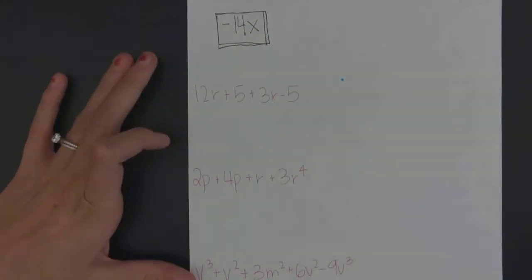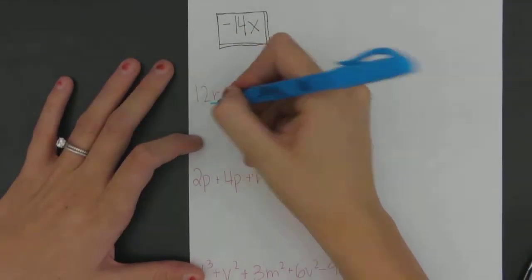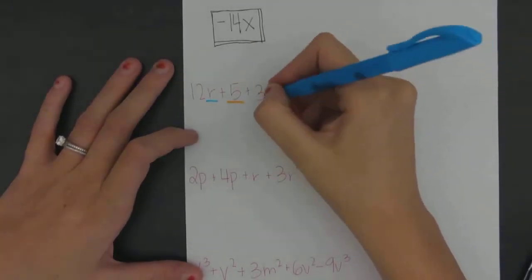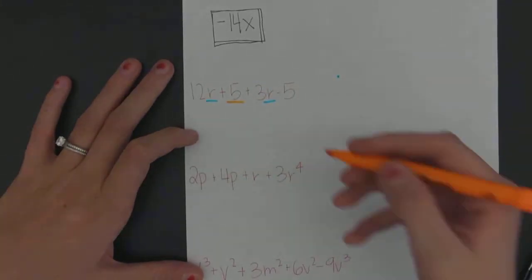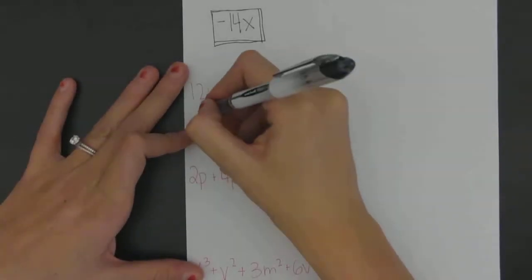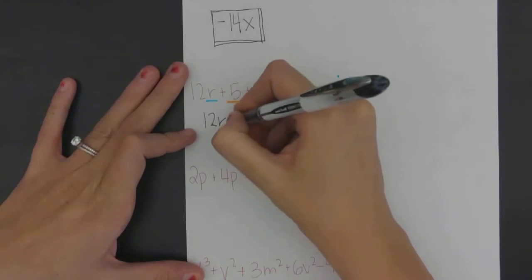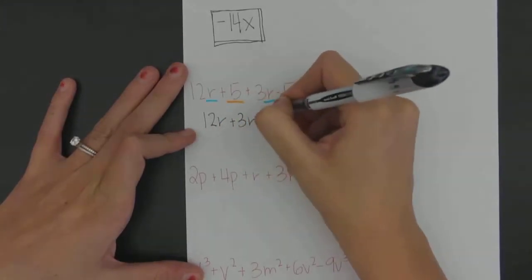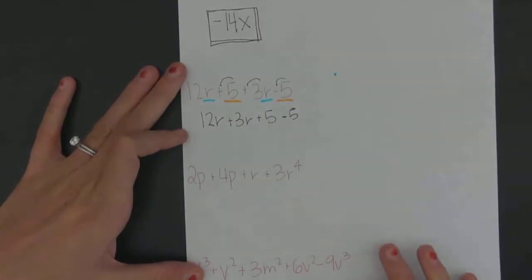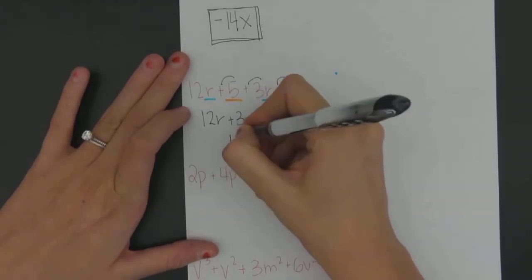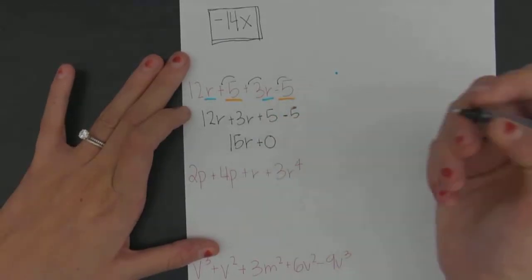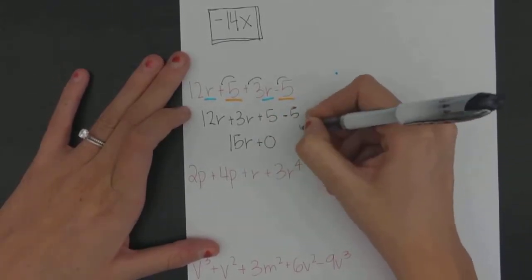Okay, and the next one, I have 12r. So I'm going to start using r as blue. Plus 5. 5 is by itself, so it's going to be orange. Plus 3r. r was blue. Minus 5. 5 is by itself, so it's also going to be orange. So I'm going to rewrite them to put my like terms together. So I have 12r plus 3r plus 5 minus 5. Again, I take the sign to the left, okay? So 12r plus 3r would give me 15r. And a positive 5 subtract 5 would give me 0. So you can either have 15r or 15r plus 0.